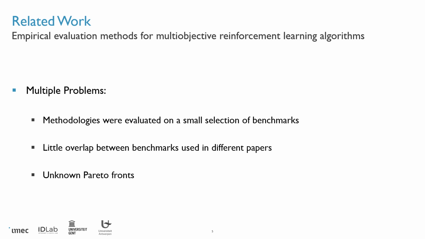In their paper, Vamplew et al. highlighted multiple problems in multi-objective reinforcement learning literature. The first of these problems is that methodologies were only being evaluated on a small selection of benchmarks. These selections might not include certain challenges, such as partial observability or stochasticity. Another issue they found was that there was very little overlap between the benchmarks that were being used in different publications. This made a comparison between different methodologies difficult or even impossible. Finally, they also observed that some of the benchmarks being used didn't have a known Pareto front. This makes assessing the accuracy and the performance of these methodologies difficult, since there is no reference point to compare to.